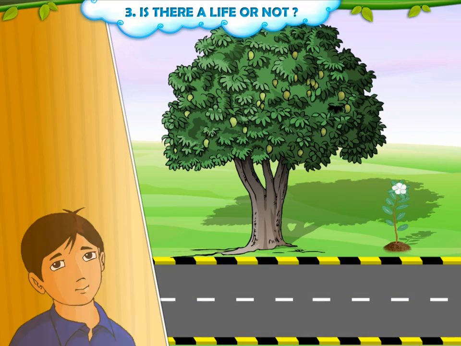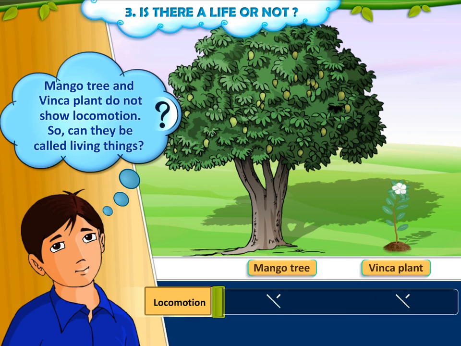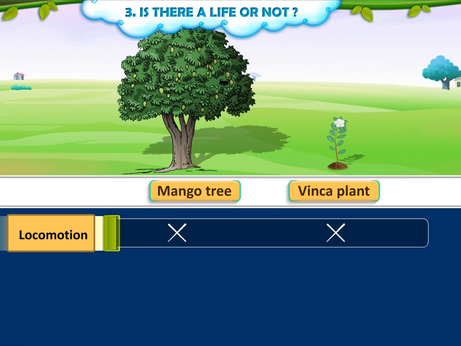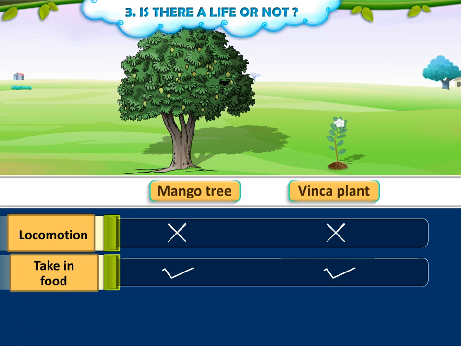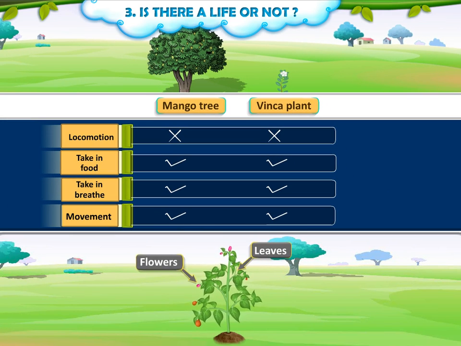Now, you might think that the mango tree and vinca plant do not show locomotion. So, can they be called living things? Well, mango tree, vinca, and other plants like these do not show locomotion. However, they take in food, breathe, and even show movement of their leaves, flowers, and fruits. Thus, plants exhibit movement. Therefore, mango tree, vinca plant, and all other plants are living.